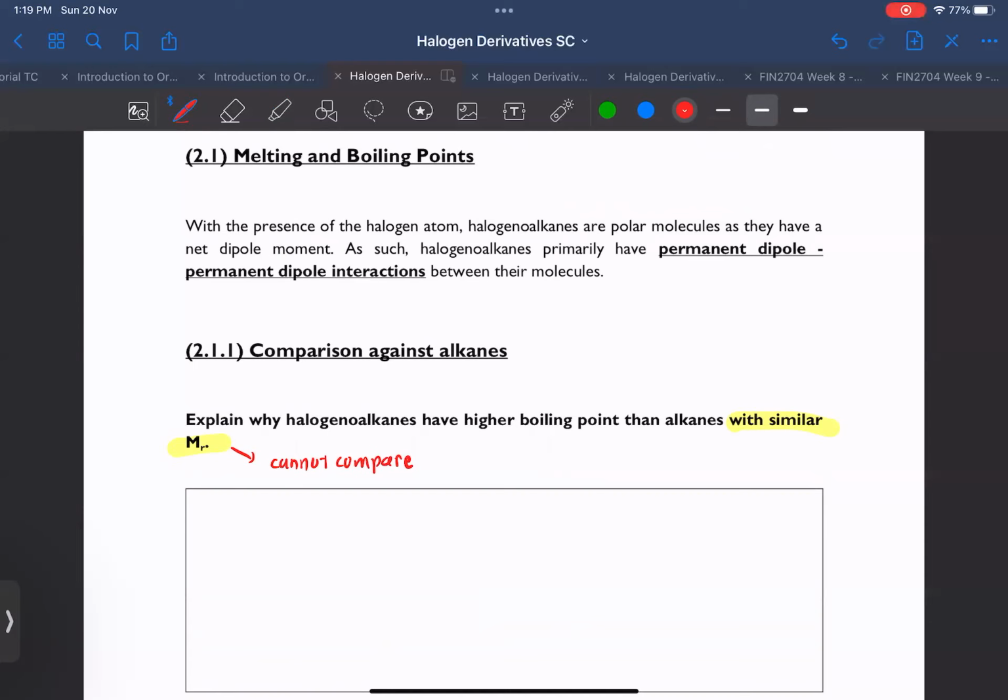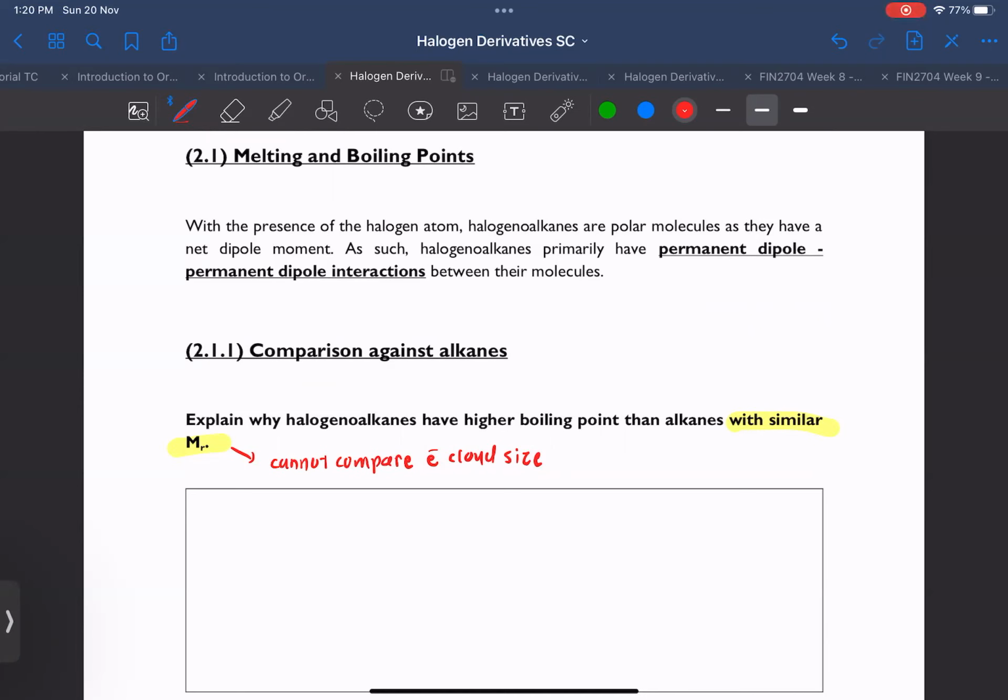Similar Mr means the size of the molecule is the same. Remember, every time we discuss intermolecular forces, every time we compare boiling points, you must always compare electron cloud size first. But in this context, if they say the size of the molecule is similar, that means we cannot compare the electron cloud size. So since our primary basis for comparison doesn't work, we need to find something else that works.